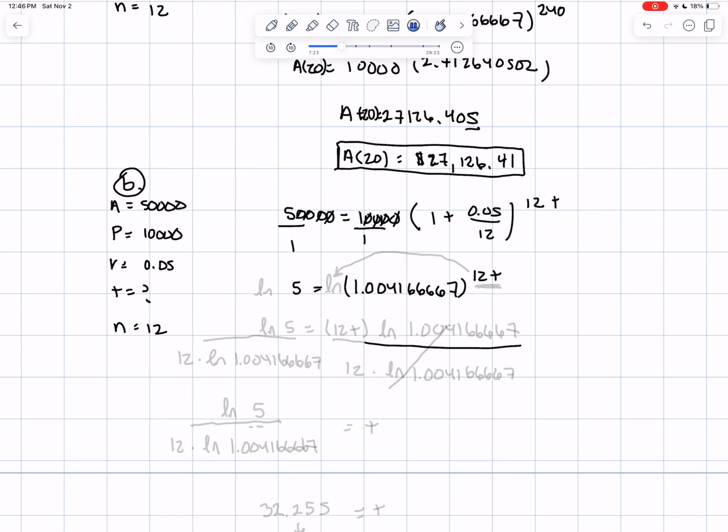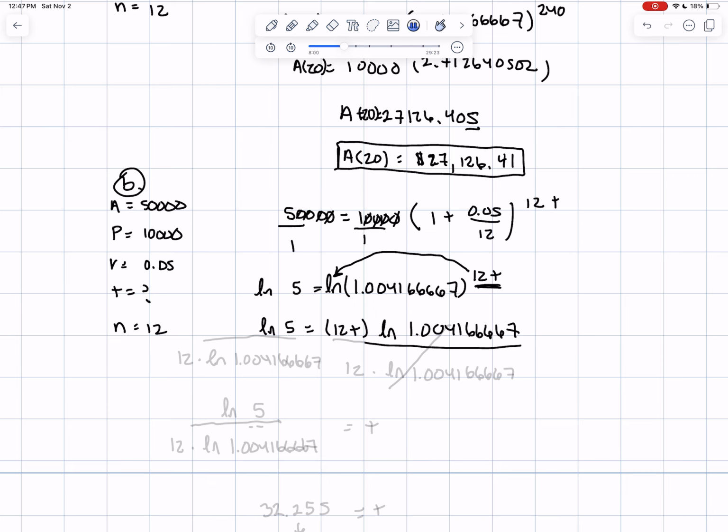Well, one of the things we have, and make sure in this step what we need to add in is the ln or the log. I'm just going to add ln. So now if we notice, we have an exponential equation. So what do we do if we have an exponential equation? It's going to want to go to the front of our ln or our log. So ln of 5, now it's going to be 12 times t, ln of 1.0041666667.